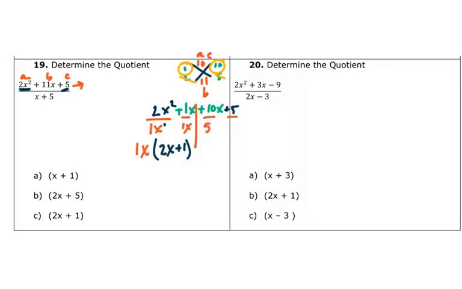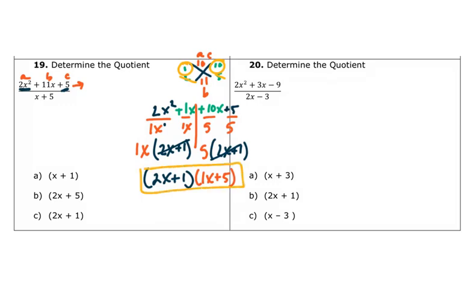I can divide these both by 5. 10 divided by 5 is 2 with an x plus 1. 2x plus 1 was in both, so I can take those out. 1x plus 5 is left over. So I factored, and I got that there.